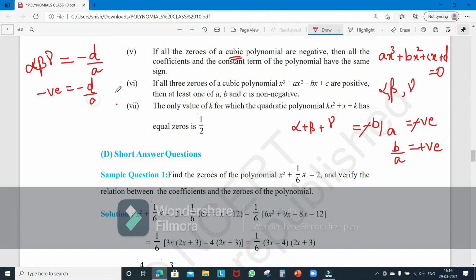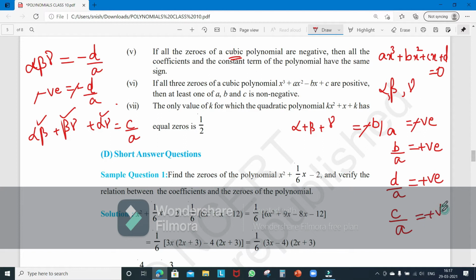So it applies the same now, negative negative gets cancelled, so D by A is positive. Okay, now let's take 2 at a time. Alpha beta plus beta gamma plus alpha gamma should be C by A. Alpha into beta will be positive because negative into negative is positive, likewise for this term and this term. So all of them are positive. C by A is also positive.